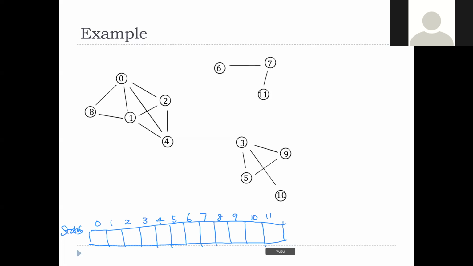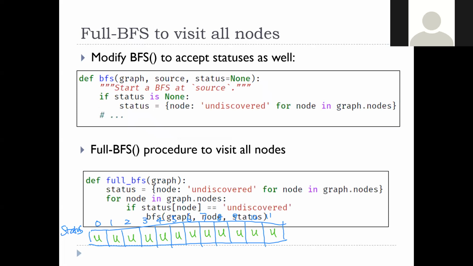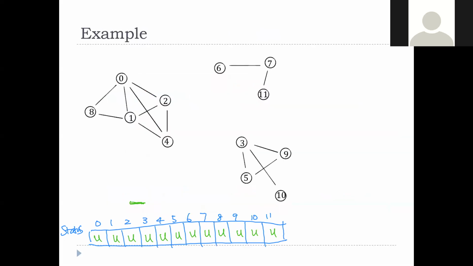Okay, so at the beginning, everyone was undiscovered. What does the algorithm do? Remember, we have a for loop, and for each node in order, we're going to check. So at the beginning, we'll check the first node, node 0, and clearly right now the status is undiscovered.